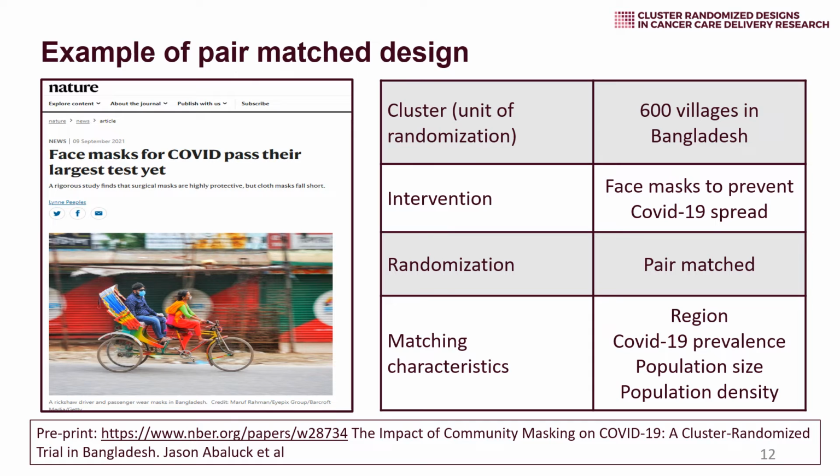So here's a nice example of a pair matched design. It was an evaluation of face masks to prevent COVID-19 spread. The cluster, the unit of randomization, was the village, and the design included 600 villages in Bangladesh. Randomization was using pair matches, so matching the villages into pairs and then allocating one to not receive face masks, the other to receive face masks. And the matching characteristics involved the region, COVID-19 prevalence, the population size, and the population density.